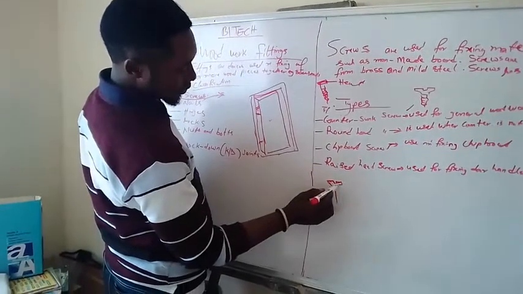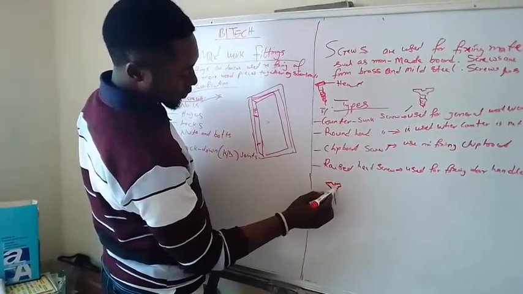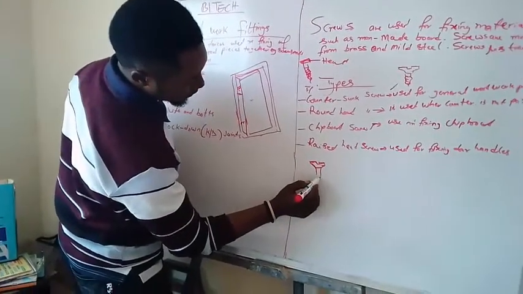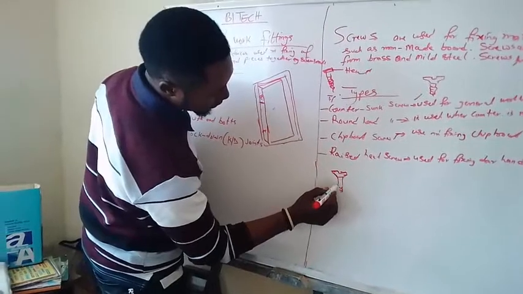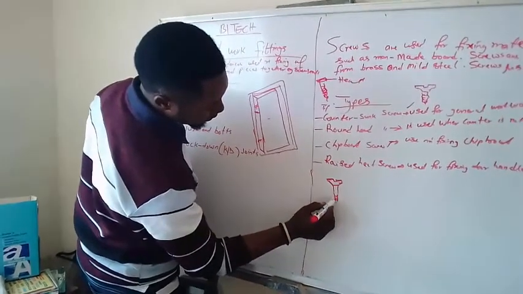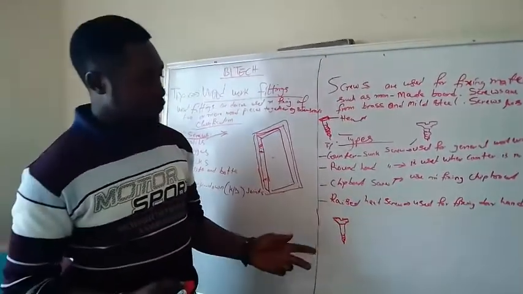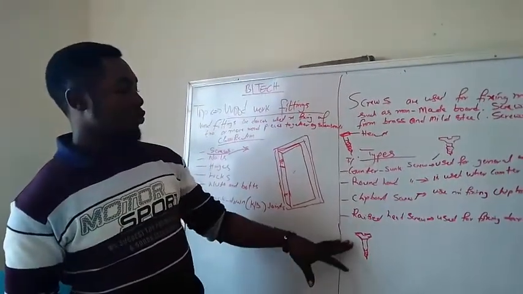That's a groove. This is a countersink screw. This is a countersink screw. Like I told you, it is generally used in woodwork.